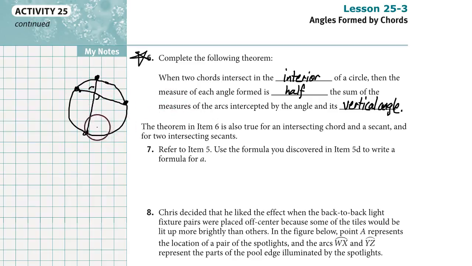Now here's what the theorem is saying. The measure of these angles are going to be half the sum of the measures of the arcs intercepted by each angle. Let's say that this arc is 30 degrees and that this one over here is 110 degrees. Then the measure of each of these angles is going to be half the sum of those intercepted arcs. So 1/2 of 30 plus 110. 30 plus 110 is 140. Half of that is 70 degrees. We're saying that this angle is 70 and this angle is 70.